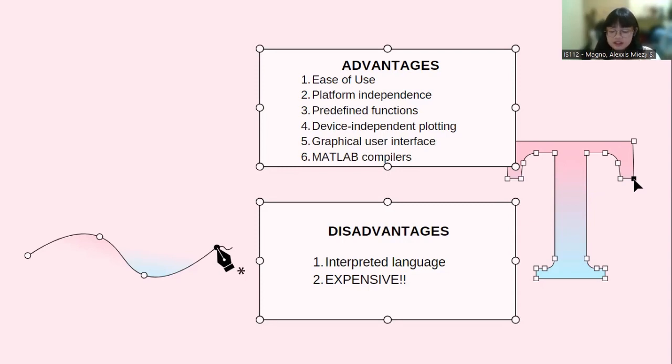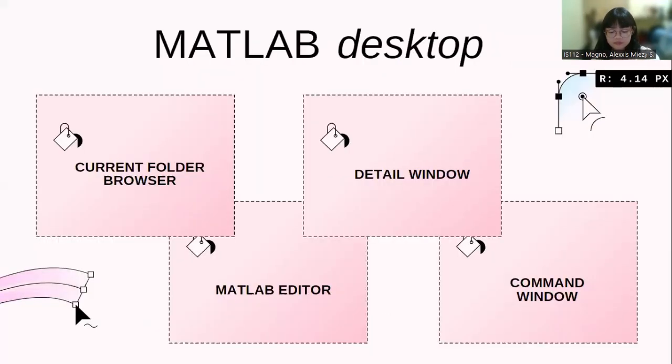We can all agree that the advantages are more than the disadvantages, so I think it is good to invest in the MATLAB applications. Now let's talk about the app itself. The MATLAB desktop contains the following. First is the current folder browser. It shows a list of the files in the current directory. Second is the detail window. It displays the properties of a file selected in the current folder browser.